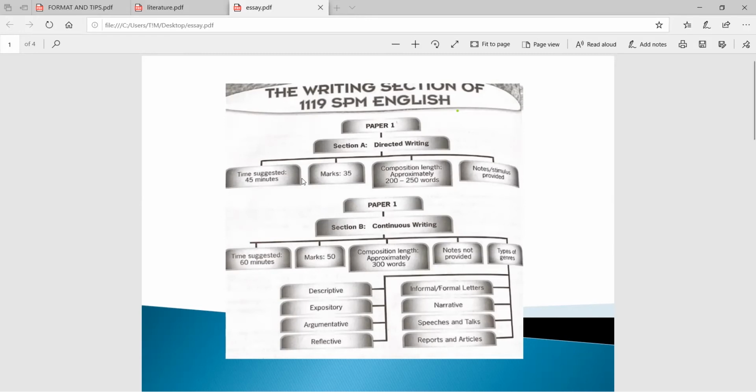Time suggested, you can take up to 45 minutes for this writing, since you have fewer words to work on. The word count is 200 to 250 words. If it's more, it shouldn't be a problem, but if it's less, you have to check your points. I'll share with you how they segregate the markings.